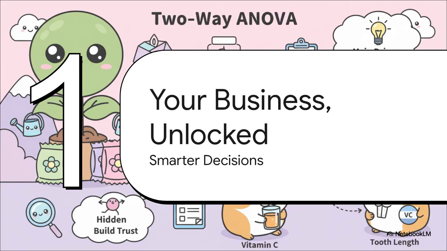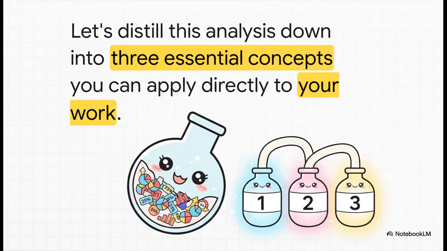Okay, this is where it all comes together. This is where we translate the stats into real-world strategy. Let's talk about how the logic of a two-way ANOVA can unlock smarter decisions in business, in marketing, or really any field where you're trying to figure out what works. I want to boil all of this down into three essential concepts. Three ways of thinking that you can take away from this and apply directly to your own challenges.